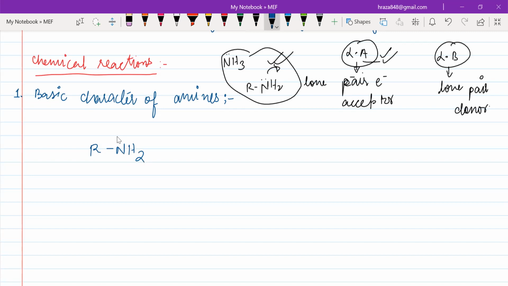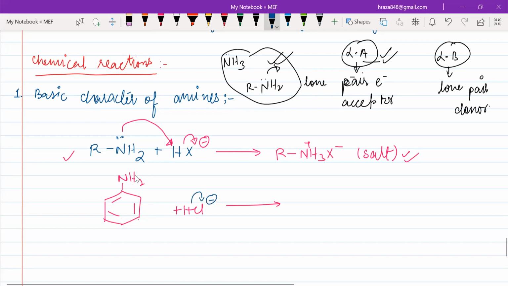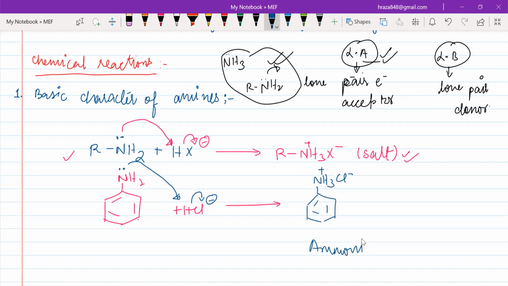This is your base, and if you are going to react this with an acid, it's very easy. This will go in negative, so it will attack on this. It will give electrons to it and form a bond in this way, RNH3 positive, and then there will be X negative. This reaction we have studied in the first lecture. This is your primary or aliphatic amine, and this is your aromatic amine, which is aniline. If you react it with HCl, again the same process. This Cl minus will take hydrogen, and the nitrogen has a lone pair, so it will donate to this and form a salt known as ammonium chloride. So it will be NH3 positive and Cl minus. This is known as ammonium chloride, which is also a salt.